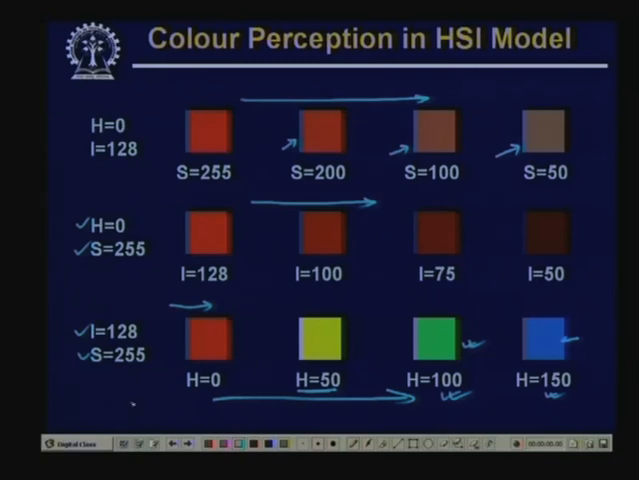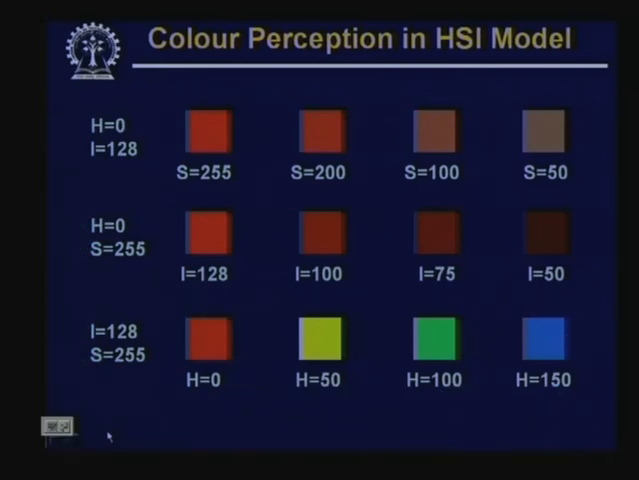So, with this we have introduced the various color models. We have introduced the RGB color space, the CMY or cyan, magenta and yellow color space, and also CMYK, that is cyan, magenta, yellow and black color space, and we have also introduced the HSI color space.